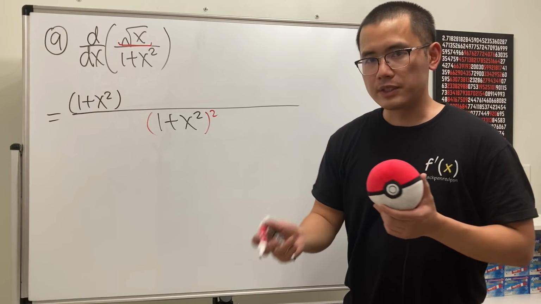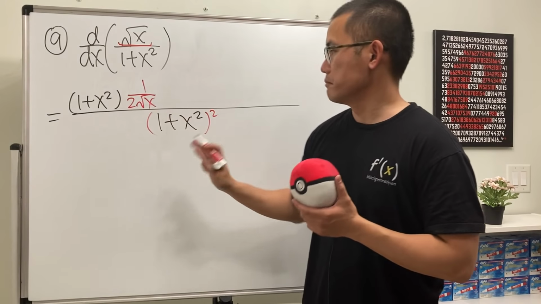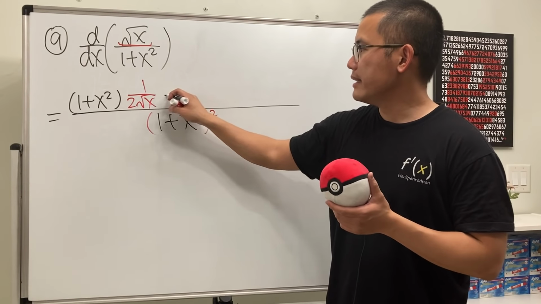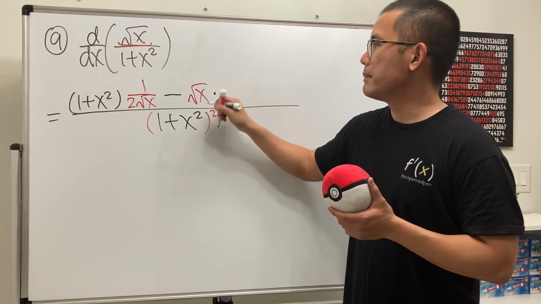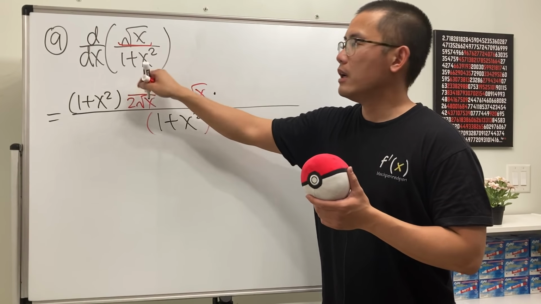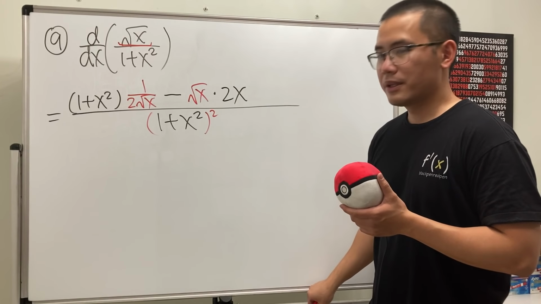And the derivative of square root of x is 1 over 2 square root of x. And then we minus the top function, which is square root of x, and we multiply by the derivative of the bottom. The derivative of this is just 2x. So that's pretty much it for the calculus part.